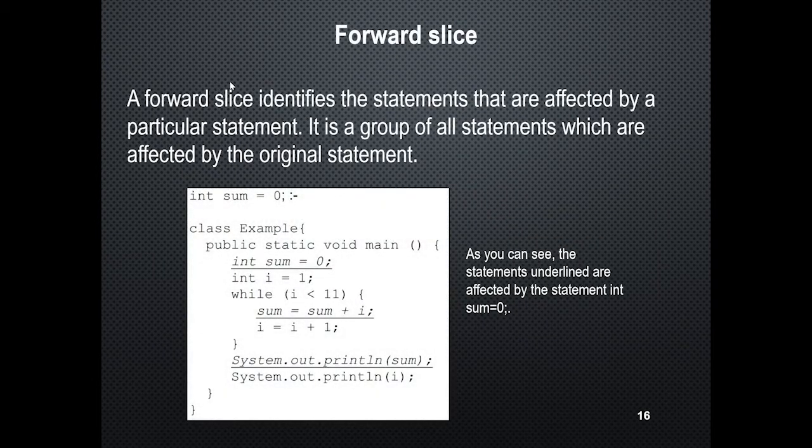So there are two main types of slices, a forward slice and a backward slice. A forward slice identifies the statements that are affected by a particular statement. It is a group of all statements which are affected by the original statement. As you can see in this code right here, if we start out with int sum equals 0, then we would only choose the statements that are affected by this statement right here. So sum equals sum plus i, and System.out.println sum. These two statements are the only statements which are affected by this statement up here. None of the other statements are affected by it.